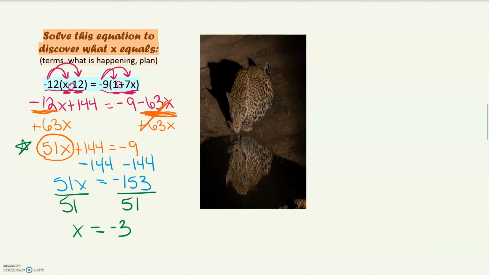We subtracted the 144 from both sides, and then we divided by 51 on both sides. We now have that x equals -3. What I want you to do at this moment is pause the video and write in words how it was that we got from one step to the next. How did we get from one color to the next color in solving mathematically?